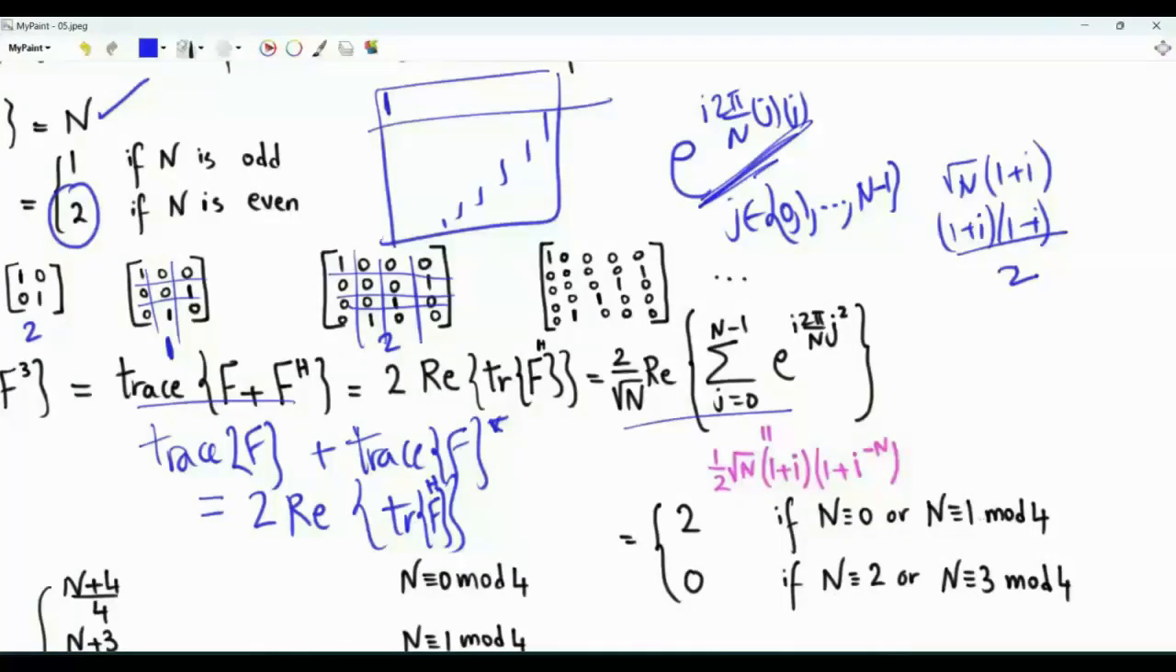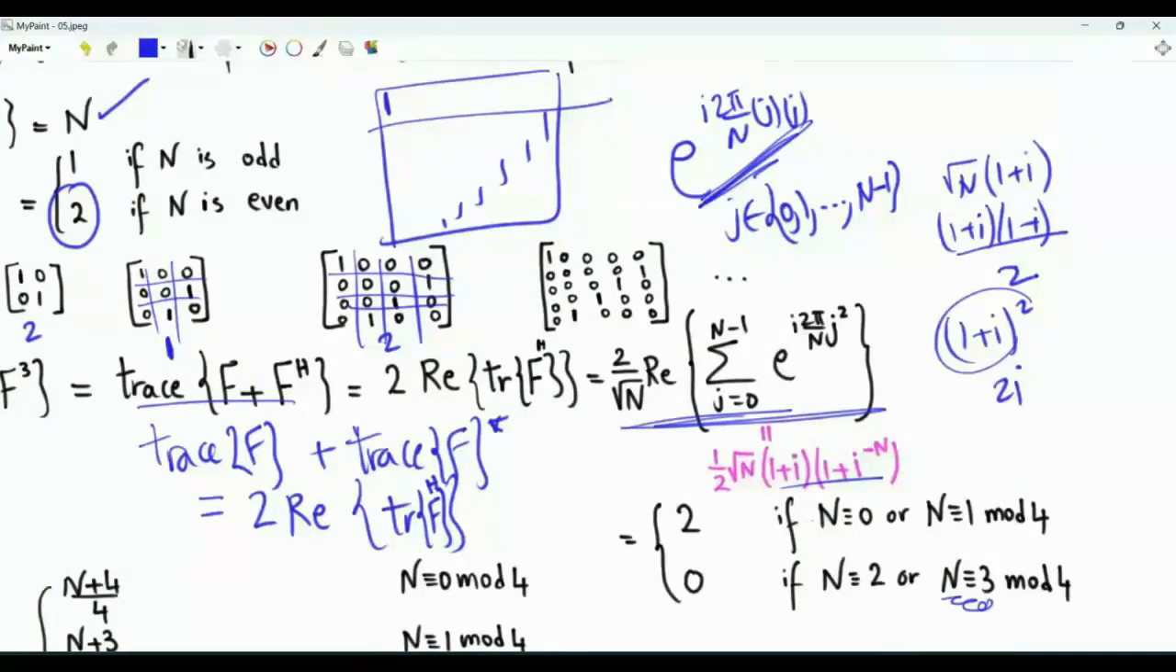If n is 2 mod 4, this I to the minus n is minus 1. Thus, this bracket is equal to 0, and we get 0. Finally, if n is congruent to 3 mod 4, I to the minus n is equal to I, then this is 1 plus I squared. This is equal to 2I. The result is purely imaginary, and so the real part is equal to 0.